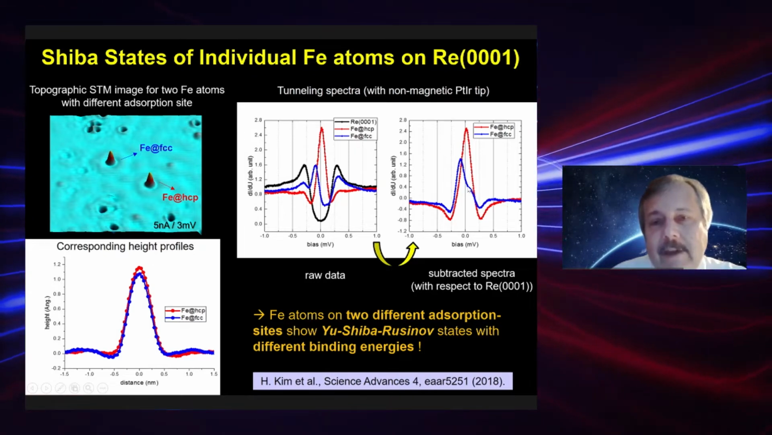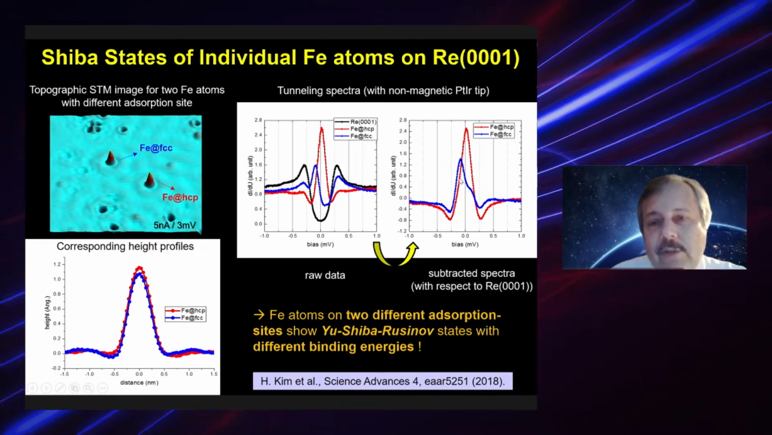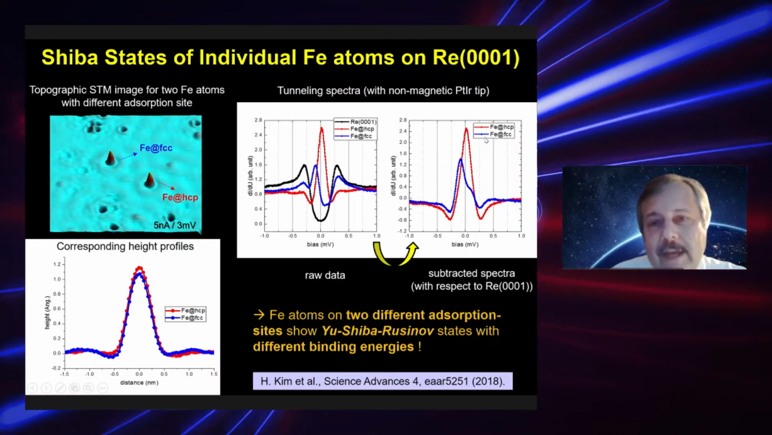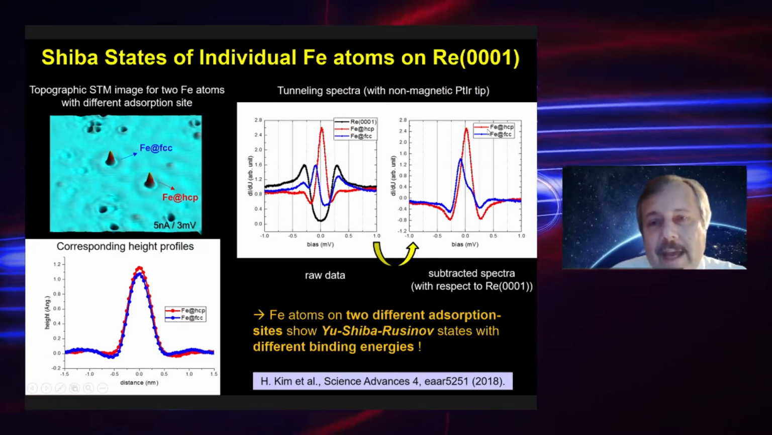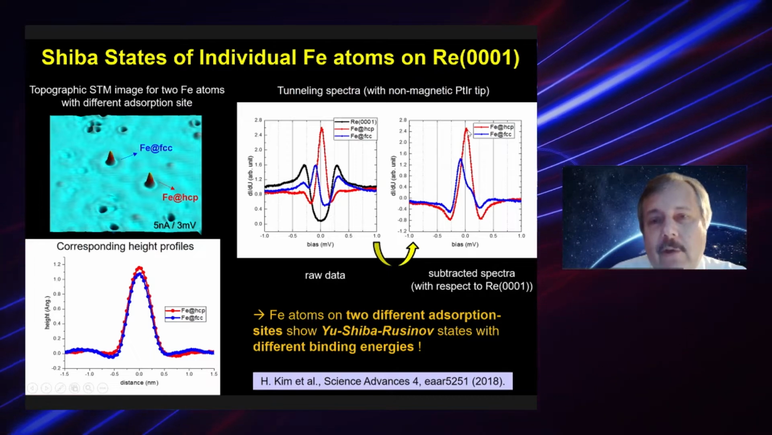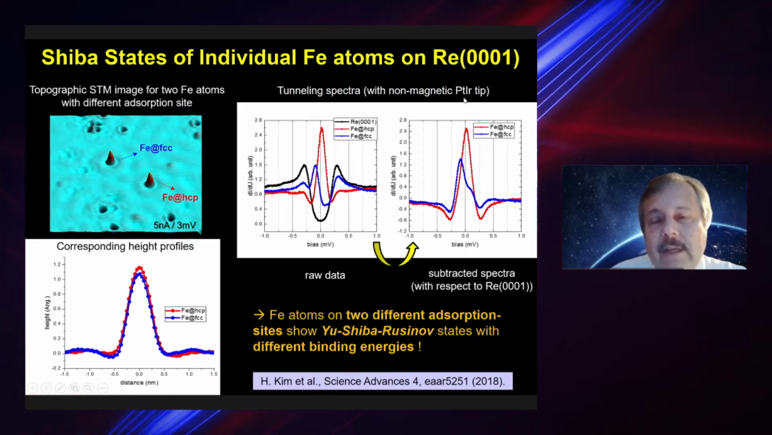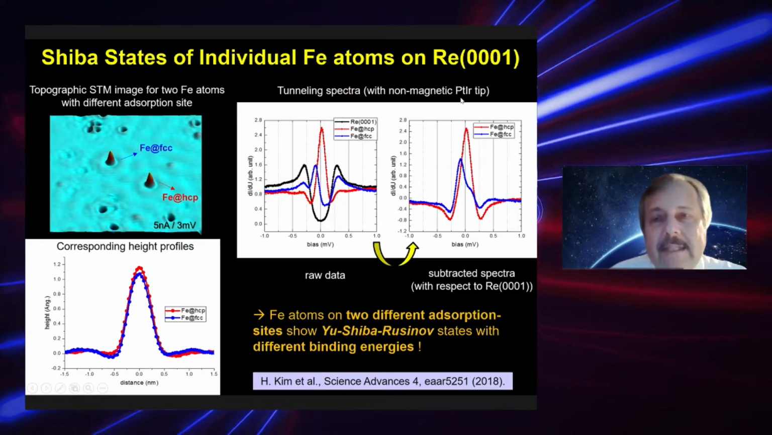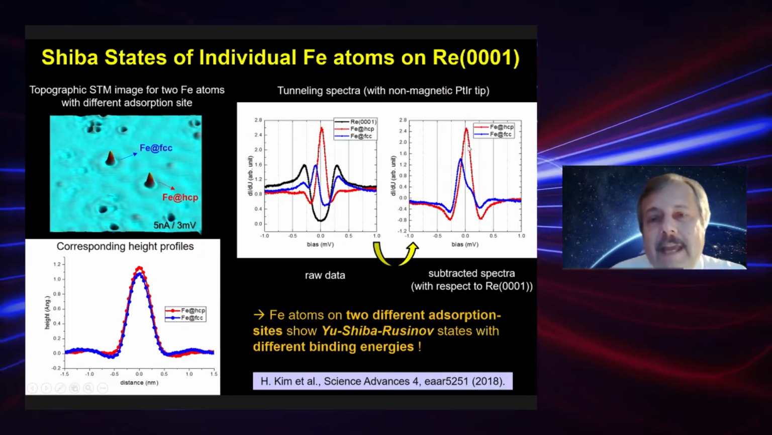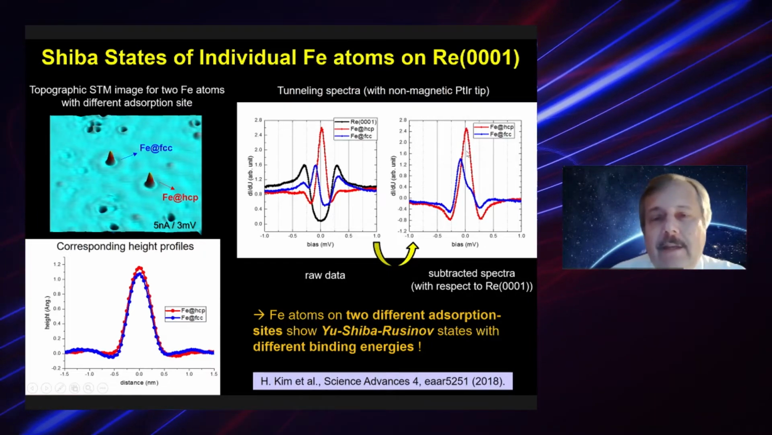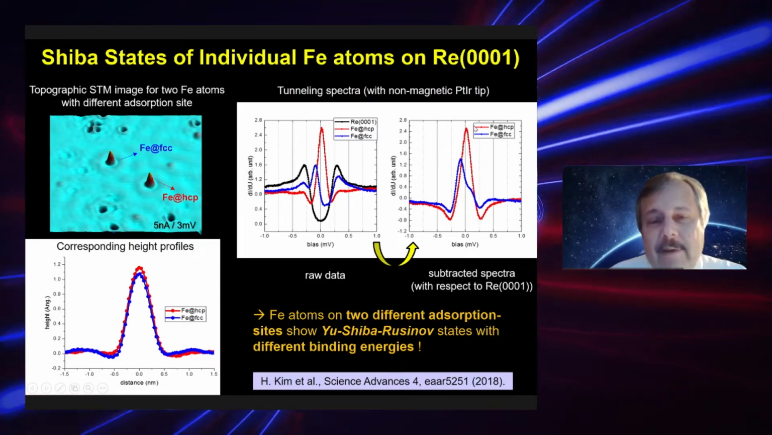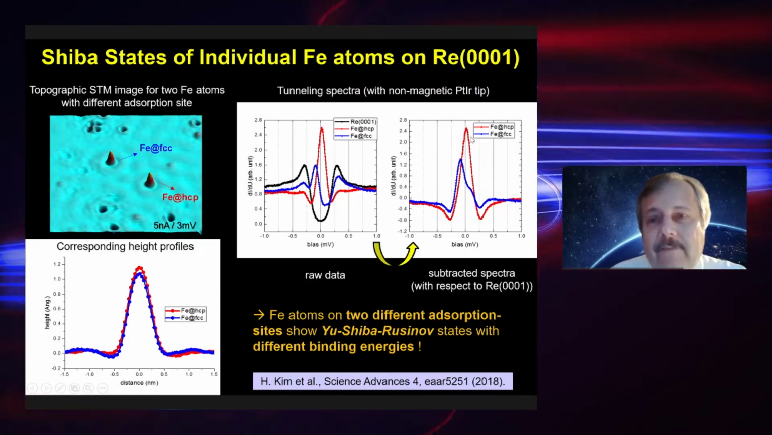And here you see very nicely the two-component structure of the Shiba states for the iron atom on the FCC adsorption side. For the iron atom on the HCP side, you see basically a single peak only if we use a non-magnetic, metallic, non-superconducting platinum iridium tip. So it appears as if it would be some kind of zero energy mode at these iron atoms on the HCP side, but this is not the case.